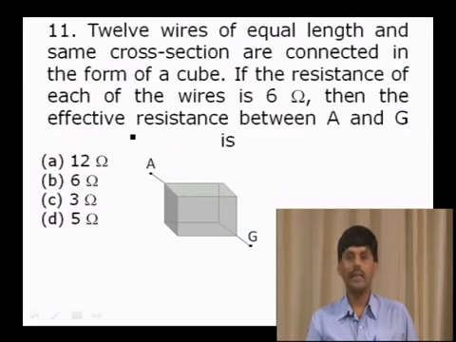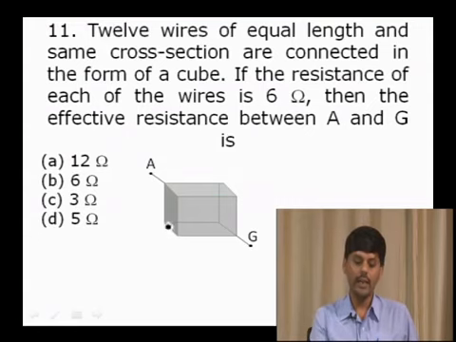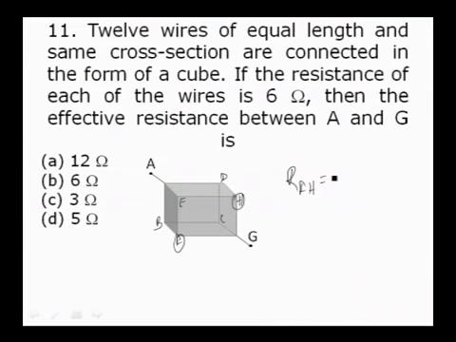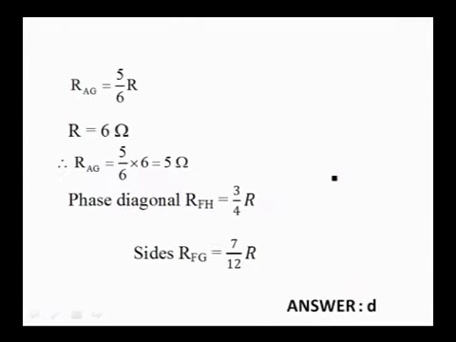If suppose they may ask the face diagonal, say for example, this is the face diagonal. Okay, I will name them B, C, D, E, F, G, H. See, this is the face diagonal, that is R_FH. Okay, R_FH, that is the face diagonal. For that, resistance is equal to 3 by 4 R. R is the resistance value.